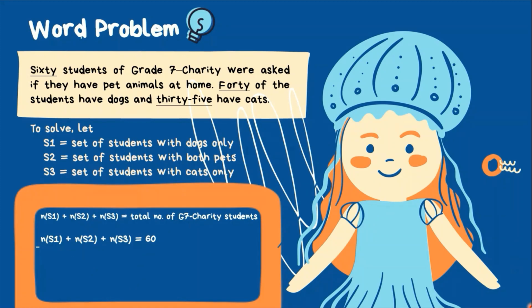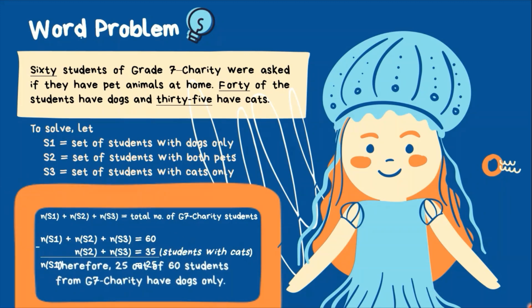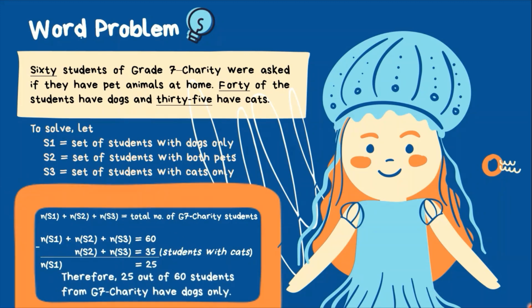This time, we're trying to find out the cardinality of S1, the number of students with dogs only. So, ganun pa rin, same formula tayo. However, ilalagay na natin dito below 60 is the number of students with cats. In this case, 35. Dahil sabi sa word problem, 35 have cats. So, subtract natin sila. We're trying to find out the cardinality of S1. That is 60 minus 35 ay 25. Therefore, 25 out of 60 students from G7 charity have dogs only.